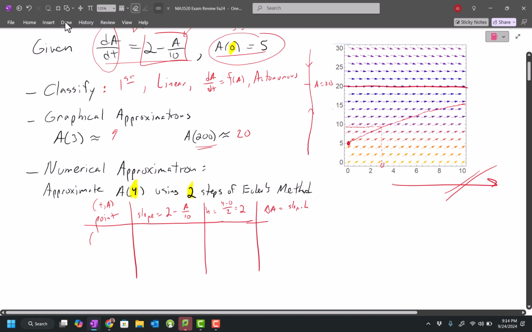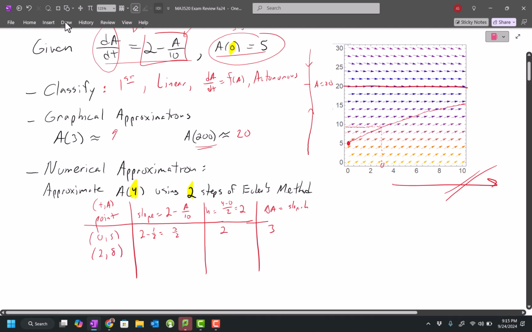Well, my first point is the point 0 comma 5. So then I plug this value into my slope. I got 2 minus 1/2, which is going to be 1.5 or 3/2. I have a step size of 2. I multiply those values together to get a delta a of 3. I was at the point t equals 0, a equals 5. Now I'm at the point 2 and 8.